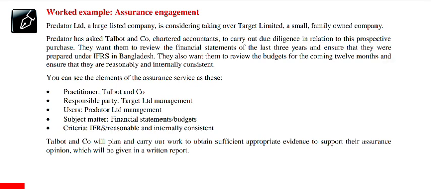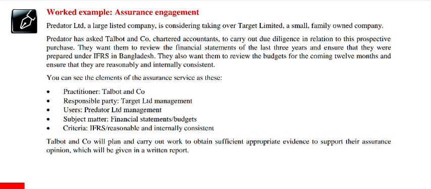Worked example: assurance engagement. Predator Limited, a large listed company, is considering taking over Target Limited, a small family-owned company. Predator has asked Talbot and Co., Chartered Accountants, to carry out due diligence in relation to this prospective purchase. They want them to review the financial statements for the last 3 years and ensure that they were prepared under IFRS in Bangladesh. They also want them to review the budgets for the coming 12 months and ensure that they are reasonable and internally consistent.